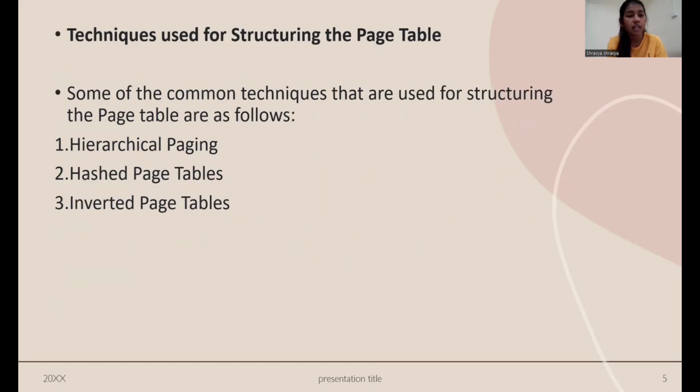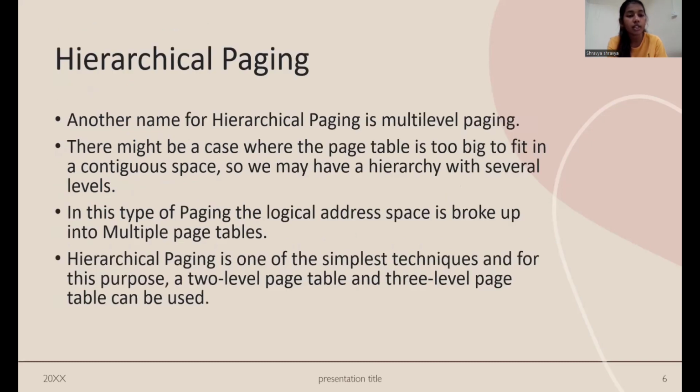And we have the techniques used for structuring the page table. Some of the common techniques used for structuring the page table are as follows: hierarchical paging, hashed page tables, and inverted page tables. Hierarchical paging is also called multi-level paging. There might be a case where the page table is too big to fit in a contiguous space, so we may have a hierarchy with several levels.